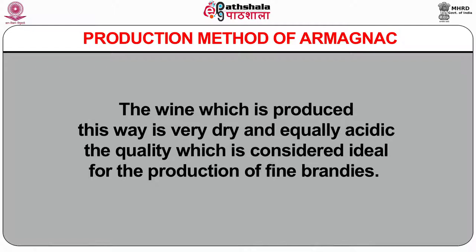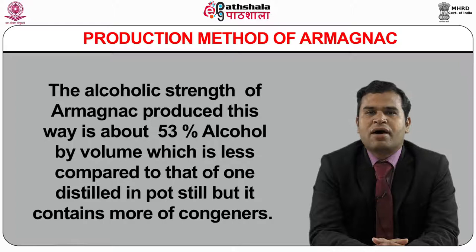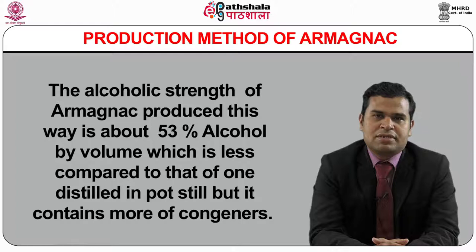About 95% of Armagnac is distilled in continuous still, which is a very unique kind of column still used in only the Armagnac region. It is small and unlike other types of column still. This has a shorter rectifier column with few plates. The spirit produced in such a still isn't much rectified like other spirits made with column still. The alcoholic strength of Armagnac produced this way is about 53% alcohol by volume, which is less compared to that of one distilled in pot still. But it contains more congeners.